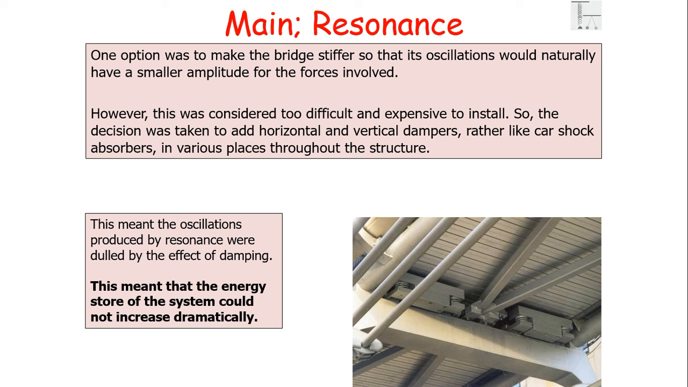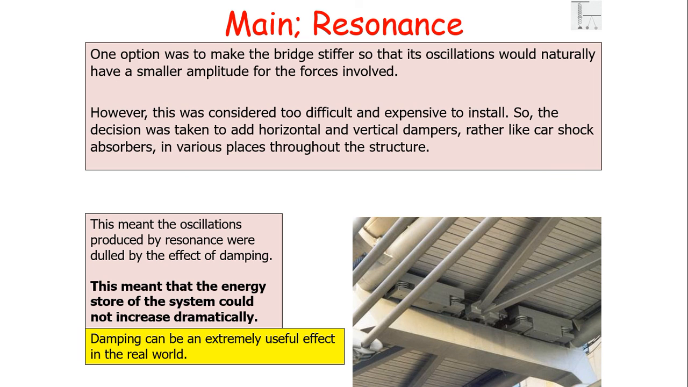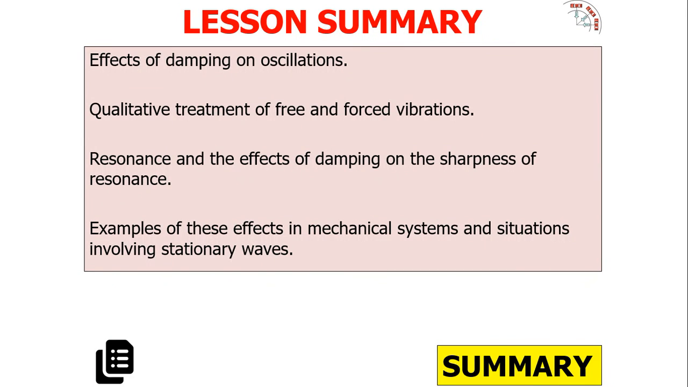This meant the energy stored in the system could not increase as dramatically, and this is why dampening can be a very useful effect in the real world. So placing dampeners on certain structures can dull the effect of resonance and reduce its sharpness, which is very, very useful in certain situations. So what have we learned in today's lesson?